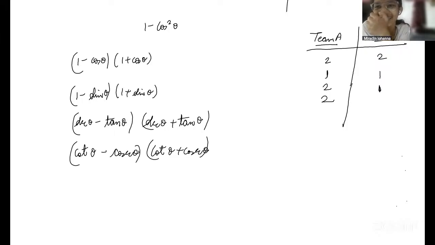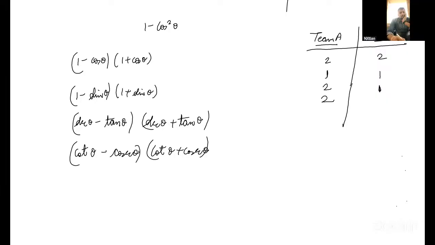Hardik sir, it's wrong. Are you sure it's wrong? Yeah. It's not wrong. So basically, the question is wrong. It should be reverse. It should be cosec theta minus cot theta into cosec theta plus cot theta.